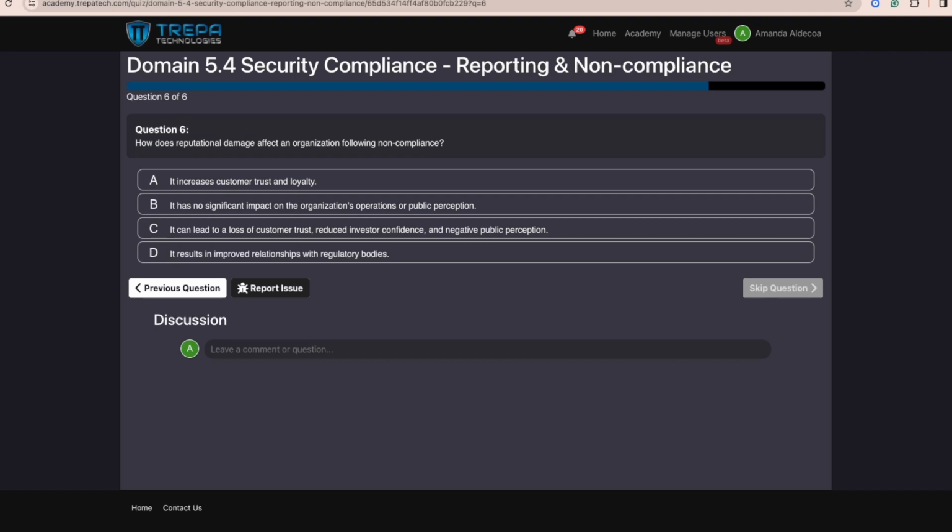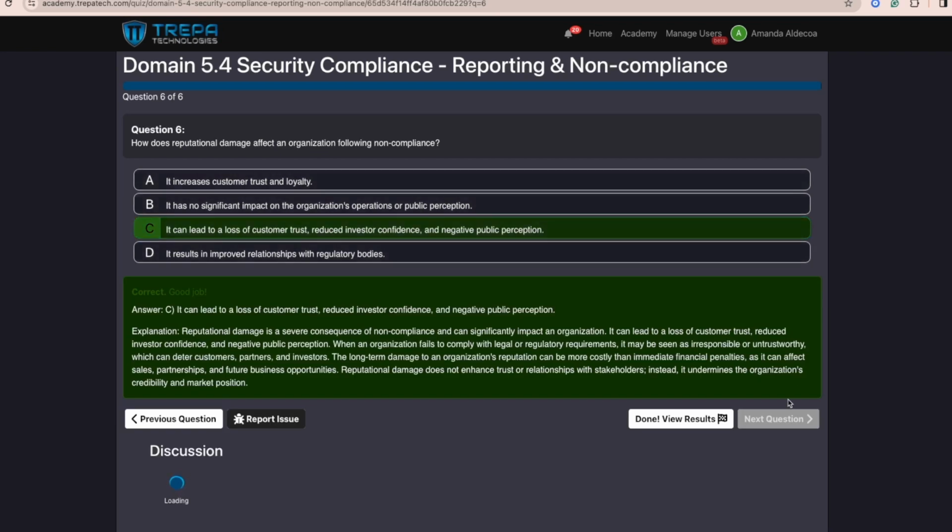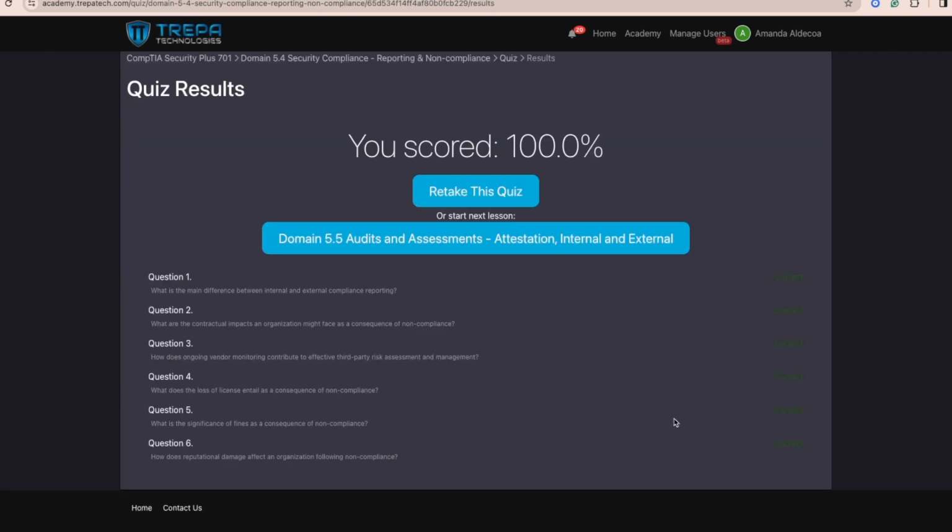Then final question, question 6. How does reputational damage affect an organization following non-compliance? We're going to go with C. It can lead to a loss of customer trust, reduced investor confidence, and negative public perception. All right, 100% guys. Now let's go back to our lesson and go ahead and finish up Domain 5.4.